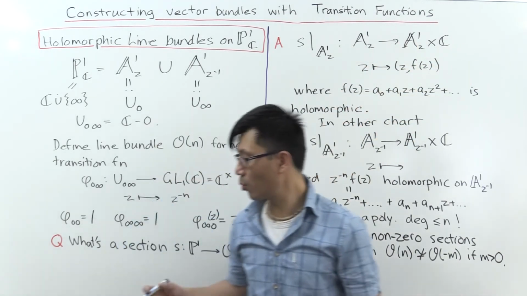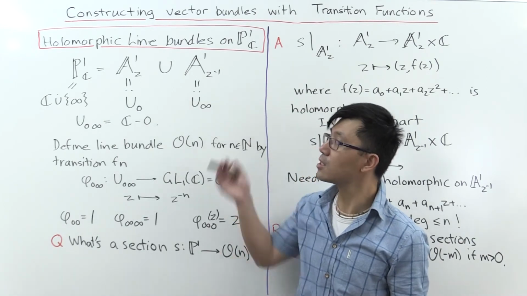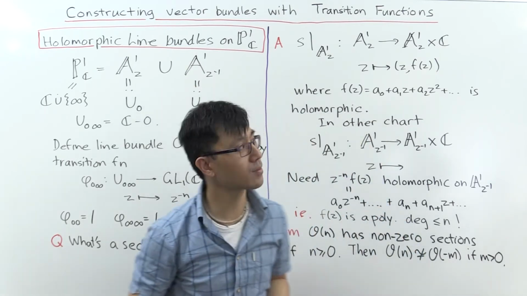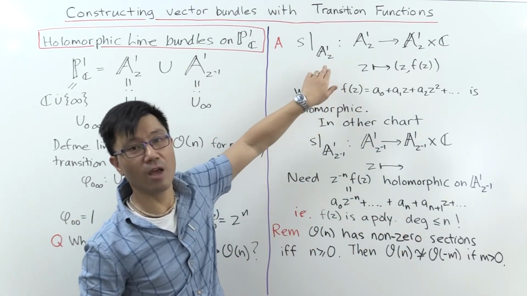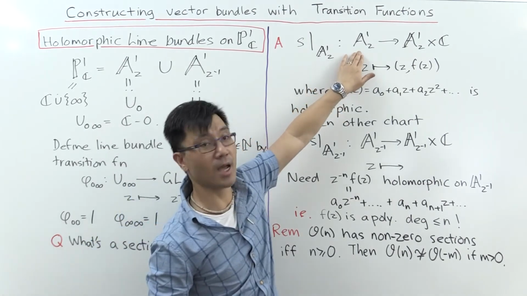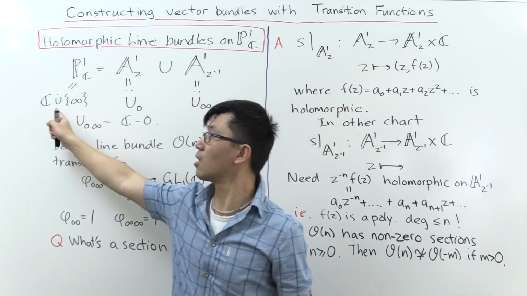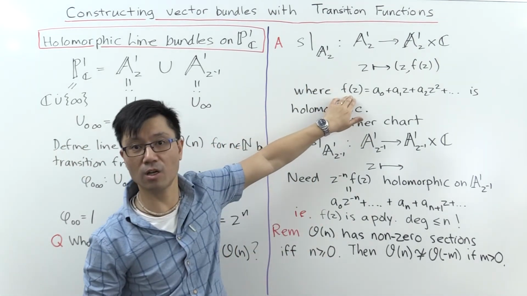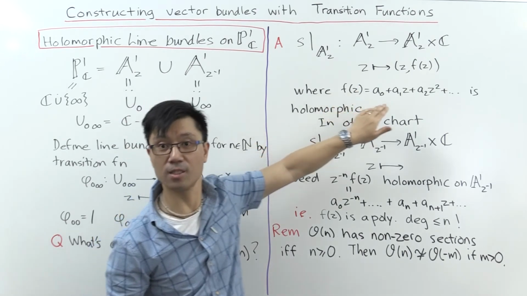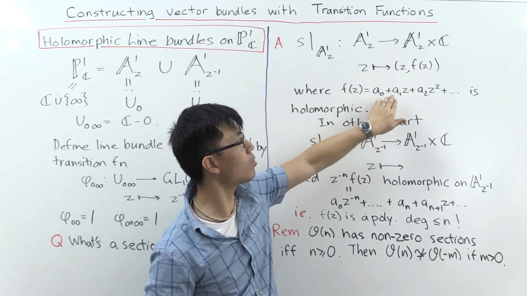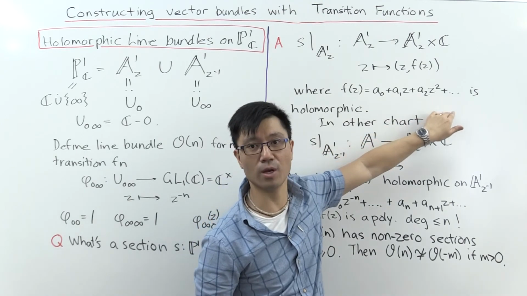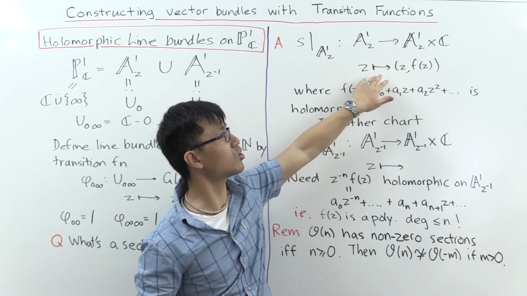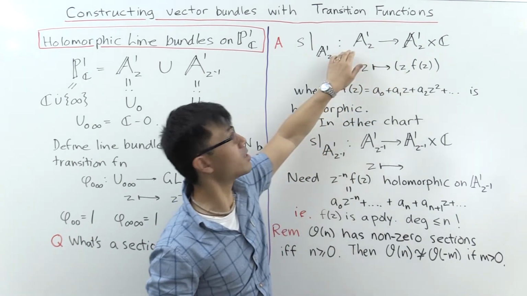So of course the sections we want to have a look at here are holomorphic, since we're working in the category of complex manifolds. So you want this function f of Z to be a holomorphic function on this A1Z, which of course is just the open set of complex numbers here. So since it's holomorphic on the whole complex plane, you can write it in terms of a power series, f of Z equals a0 plus a1 Z plus a2 Z squared, and so forth. Okay, so that gives us a description of a section, at least on this open patch.